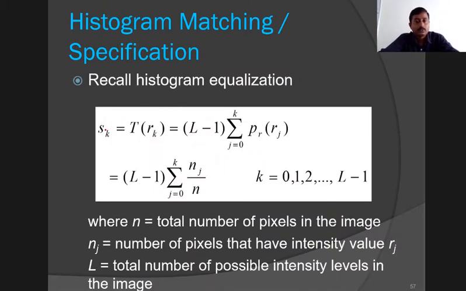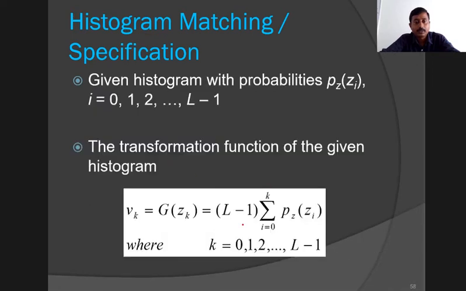Now we know the transformation function of histogram equalization, which is this. Just like that, the transformation function of matching is also the same, but here we apply that transformation function twice, first on the input image and second on the specified histogram. This p_z(z_i) are the probabilities from the normalized specified histogram. We'll see the histogram matching technique through one example, and we will solve one problem on paper. So let us start with that problem.